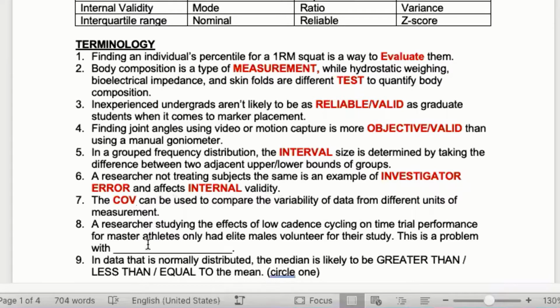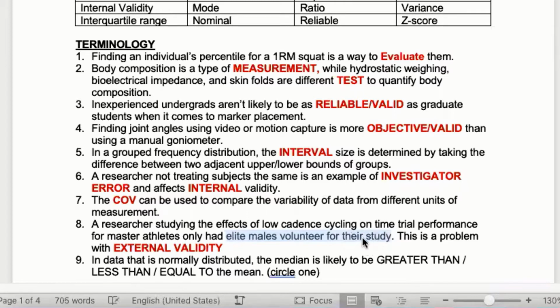Okay, number 8. A researcher studying the effects of low cadence cycling on time trial performance for master athletes only had elite males volunteer for their study. This is a problem with, these are all great, I'm going to say the answer was external validity.